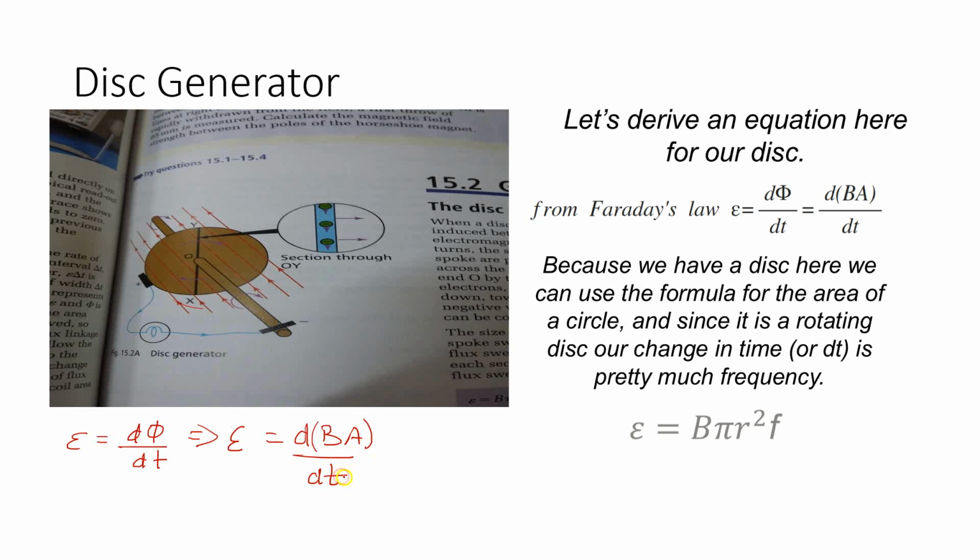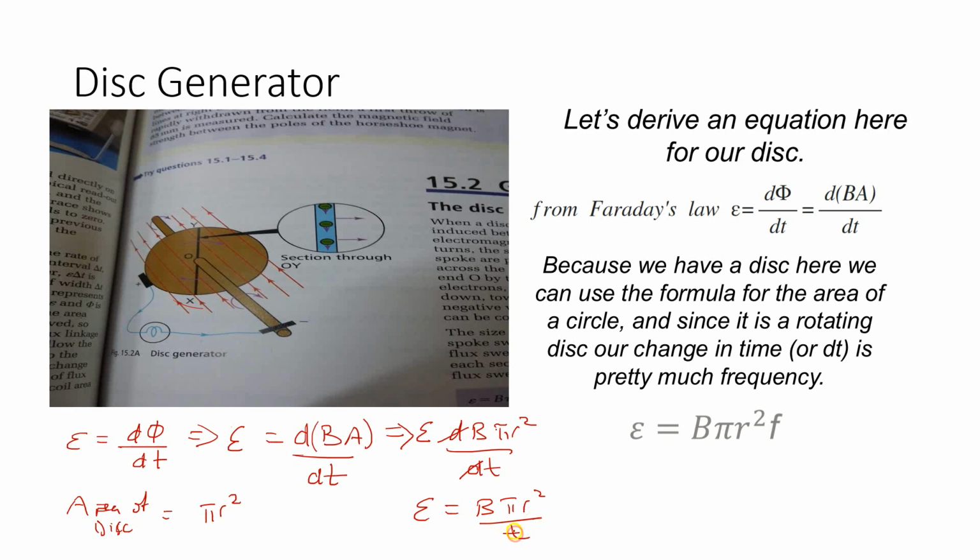Now, because we are looking at a disk, it's a circular thing, so we can find the area of it. The area of the disk is pi r squared. So you could replace that information in this equation to say that E is equal to delta B times pi r squared, divided by dt. We could cancel out the d's. When we cancel that, we are left with E equal to B times pi r squared divided by t.